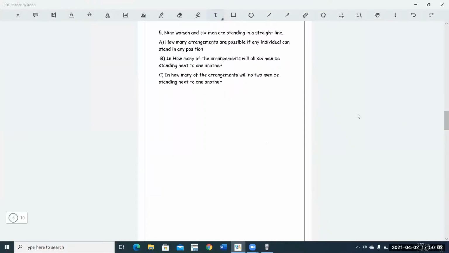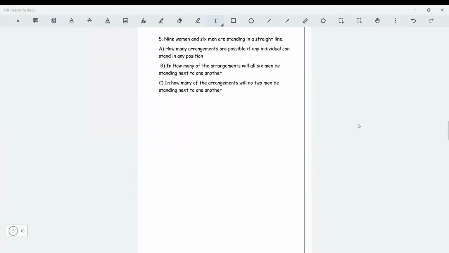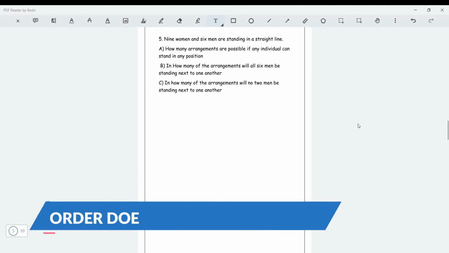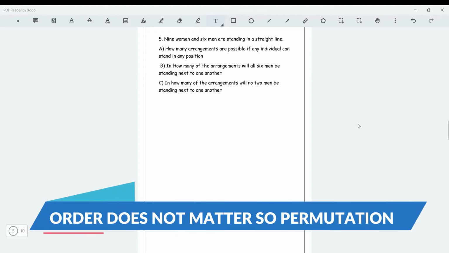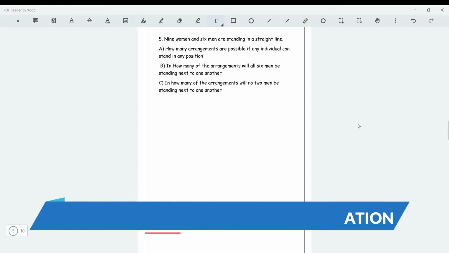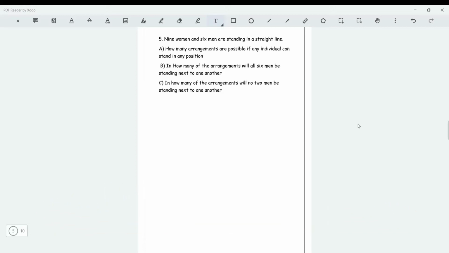Five. It says 9 women and 6 men are standing in a straight line. So you have 9 women and 6 men. How many arrangements are possible if any individual can stand in any position? So if you have 9 women and 6 men and they can stand in any position, then there are no restrictions.